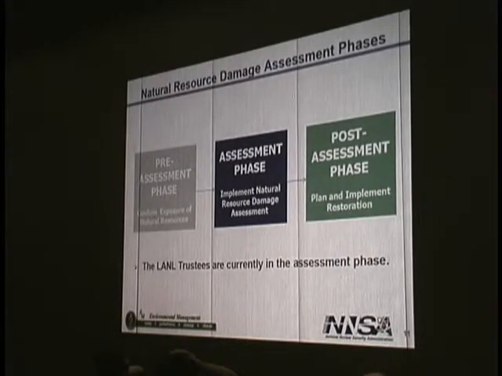So, why I'm here today is I represent the Department of Energy as a natural resource damage trustee on the Trustee Council. And the Trustee Council is embarking down this road of NRDA, and here's where we're at. We are approaching the assessment phase. We have done a pre-assessment phase to date where we have confirmed that there is a potential of exposure of natural resources, and we are in the process of assessing what this might mean.